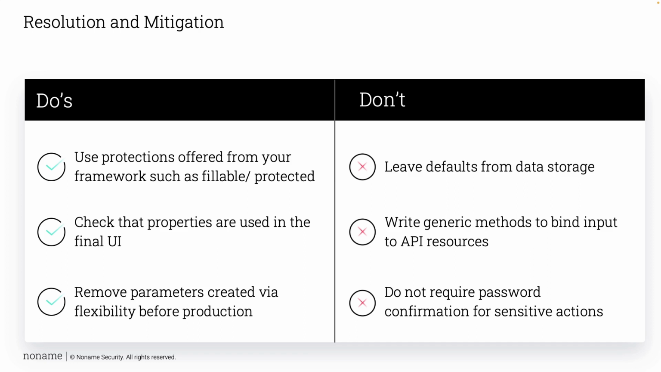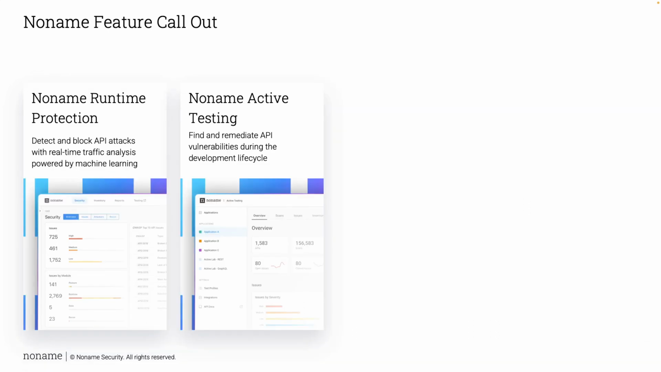Avoid leaving defaults from data storage, so just seeing exactly what's in the database and making sure that goes into the API. Don't write generic methods to automatically bind input to API resources. While this can save time and development effort, it can lead to quite a lot of introduction of authorization issues in general. And do require password confirmation for any sensitive actions.